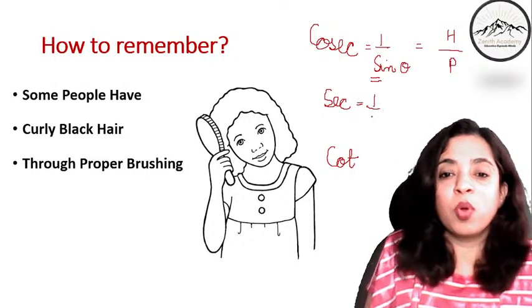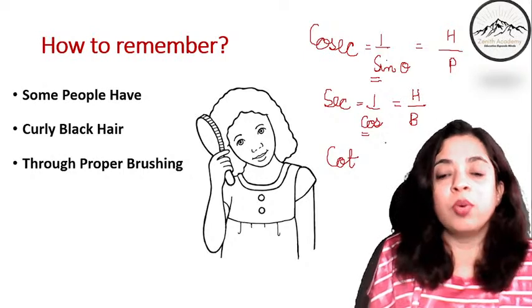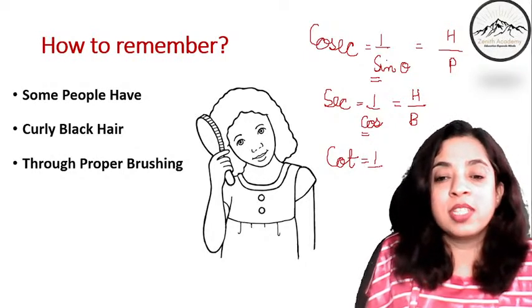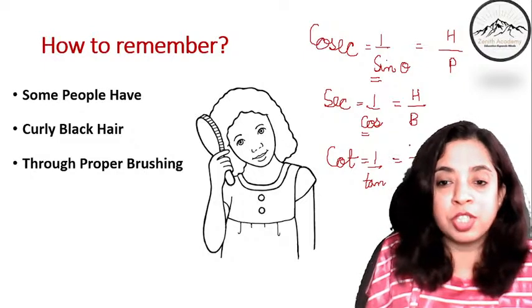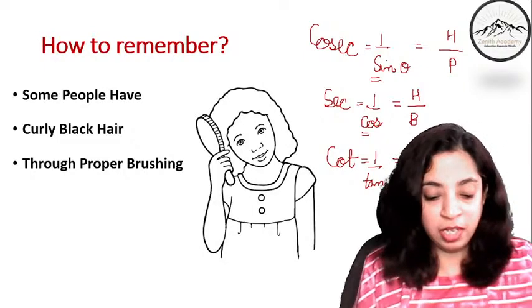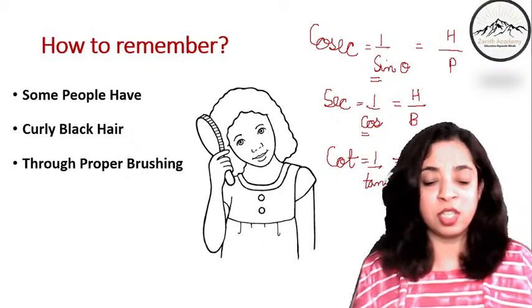Sec is the reciprocal of cos. So curly black नीचे लिखोगे और फिर hair ऊपर रख लिखोगे. Now cot is the reciprocal of tan. So through proper नीचे और brushing ऊपर. Clear to you? आर्यन अभी तो और मजा आएगा. अभी इतना इजी हो जाएगा ना.